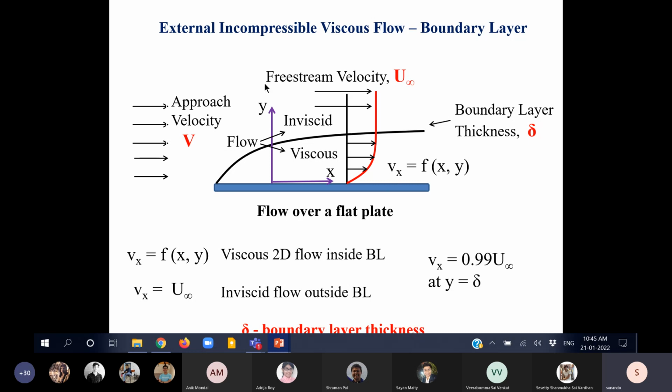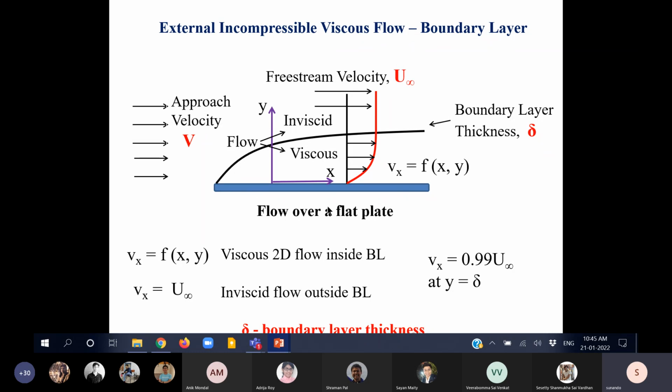Now, what is the relation between the approach and the free stream velocity? Are they equal? If you have flow over a flat plate, and if this side is infinite, I mean, if you have a large body of air in contact with the solid plate, then V and U infinity are going to be equal. So V equals U infinity for flow over a flat plate, and U infinity is going to be a constant. U infinity is not going to be a function of x.